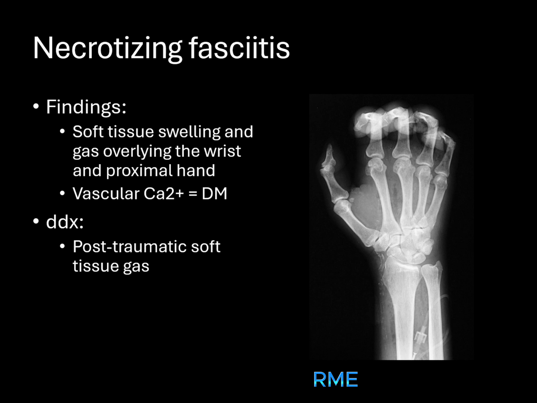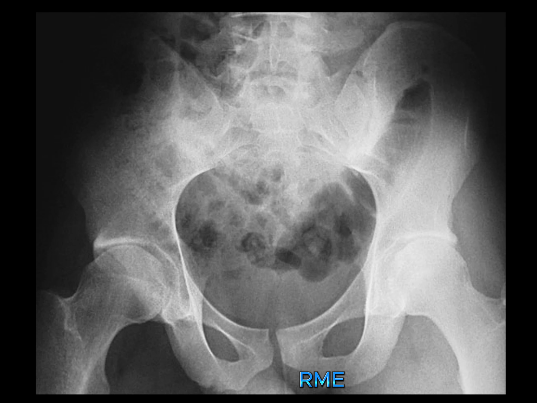To further evaluate, a CT scan can help assess the extent of gas formation and involvement of deep tissues. Management involves urgent surgical debridement, broad-spectrum intravenous antibiotics, and supportive care. Let's move to the next case. What abnormalities do you notice in this image?